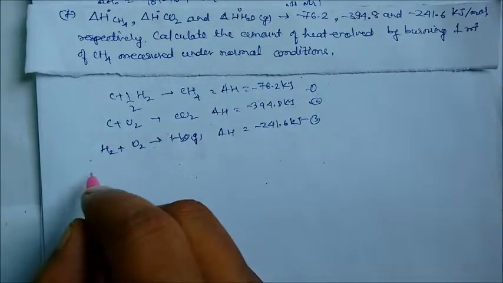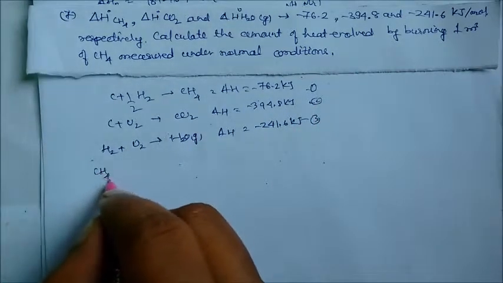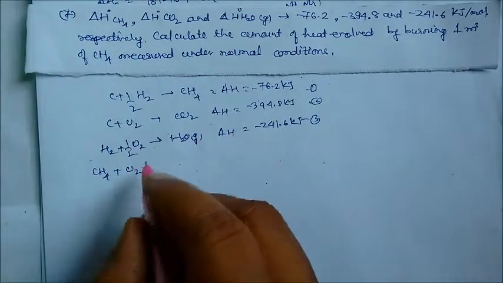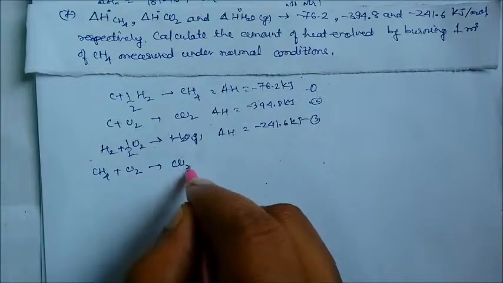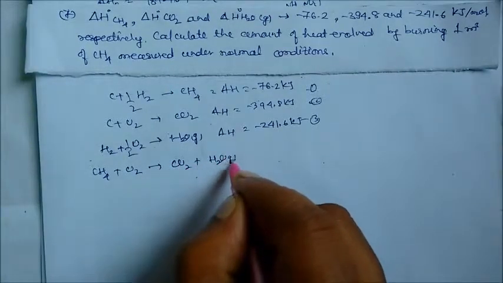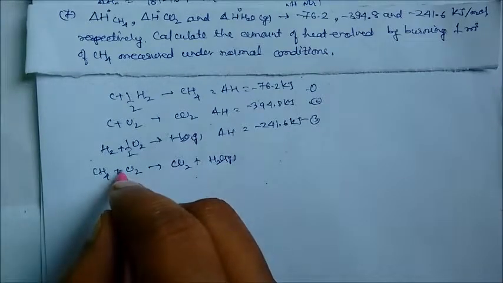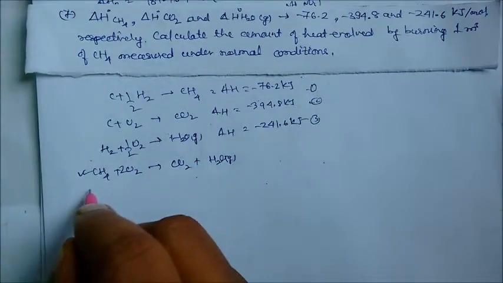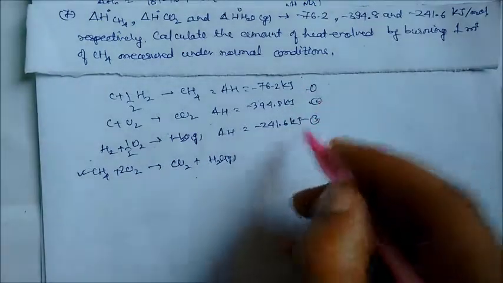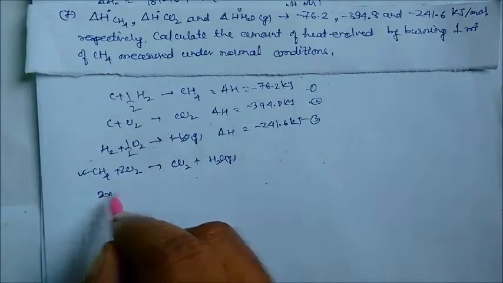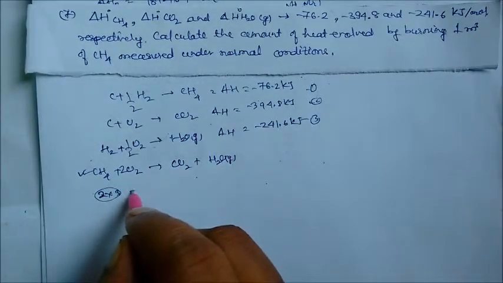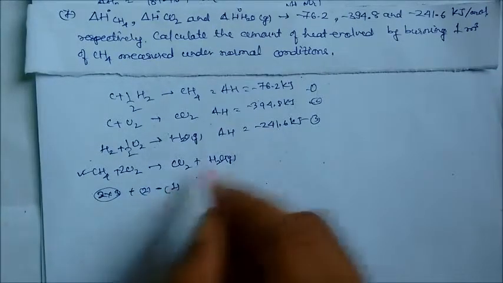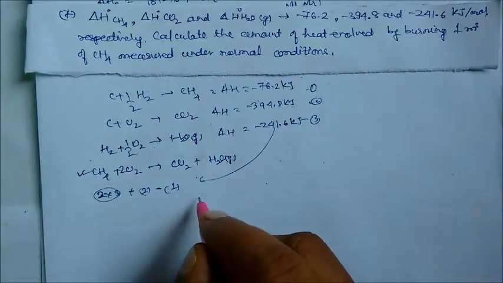For finding the result, CH4 plus oxygen will give CO2 plus water. So this is basically our result, which will be the answer here. To get this result, we multiply the equations in such a way that we multiply the third equation by 2, then add the second equation, and subtract the first equation from it. Then you will get the result.